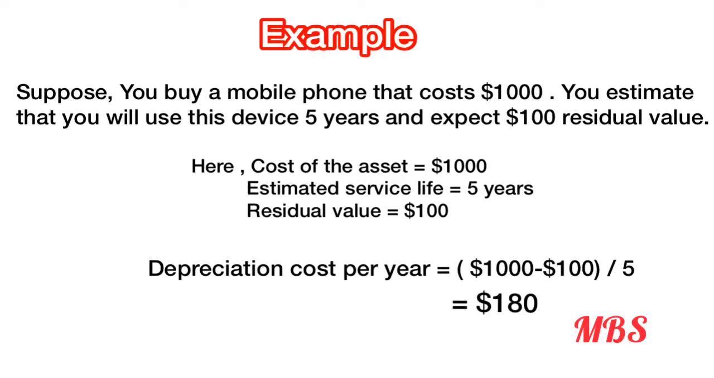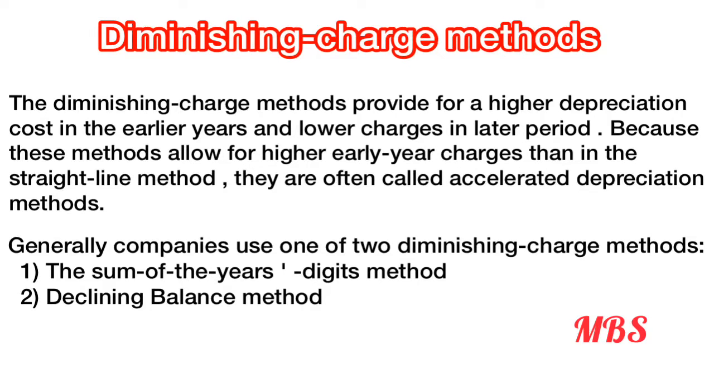Let me clear this with an example. Suppose you buy a mobile phone that costs $1,000. You estimate that you will use this device 5 years and expect $100 residual value. Here, cost of the asset is $1,000, estimated service life is 5 years, and residual value is $100. So the depreciation cost per year is $180.